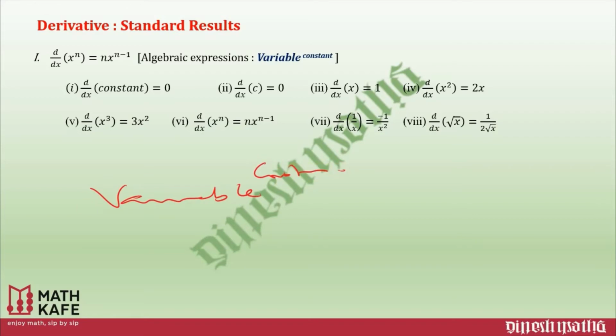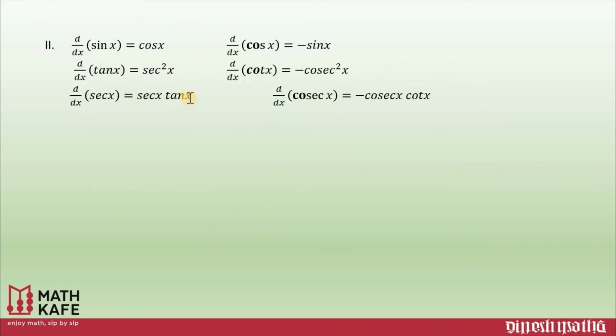Now the second type, the trigonometric functions. I know that you must be remembering them very well. So the derivative of sin x is cos x, of cos x is minus sin x, of tan x is sec square x, of sec x is sec x tan x, and of cosec x is minus cosec x cot x. If you see in here, I have highlighted the co. Any function starting with co will always have a negative sign. So the derivative of cot x is negative cosec square x, and the derivative of cos x is negative sin x.